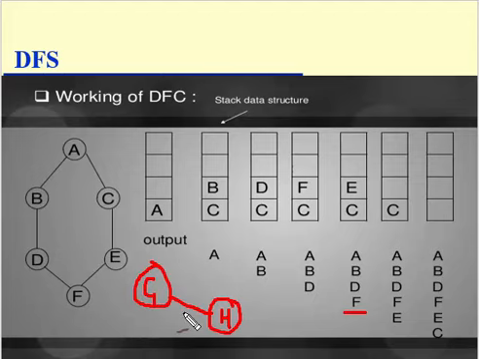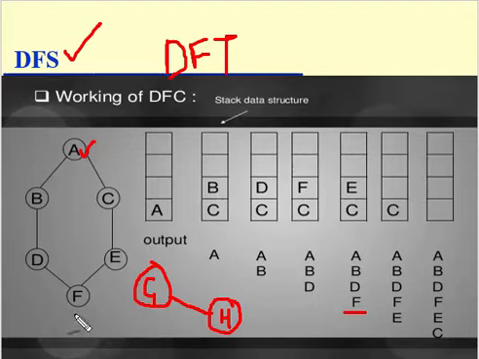And one more important thing that I can tell you over here is that if you're starting from A and you're getting the output like this, this is your DFS. But sometimes you may be asked DFT. What is DFT? Depth first traversal. Depth first traversal means you have to traverse each and every node. So if you're starting from A, you are able to find out that all these nodes are reachable from A, means you are getting the output like this.